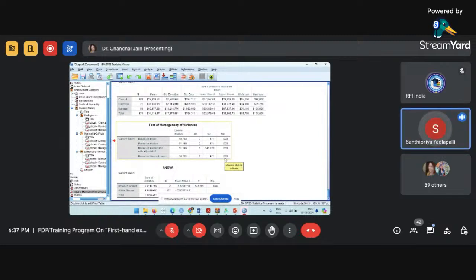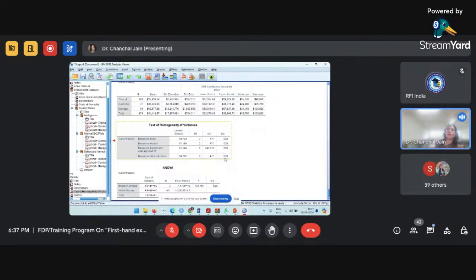Significance means equal, ma'am, this is for the variance. The name of the table you can also see. The title is Test of Homogeneity of Variances.